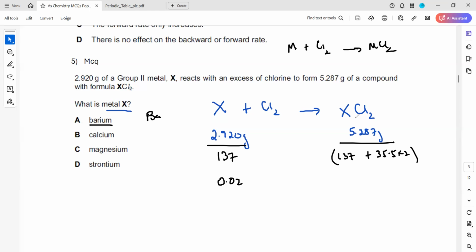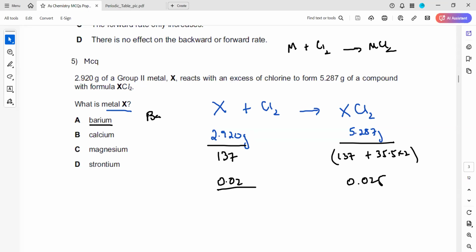So 137 plus 71, that is 208, is the total mass. So 0.025. So the ratio, because if barium was the answer, what should be the ratio? The ratio should be 1:1. Because if any group 2 metal is reacting with chlorine, the ratio of the compound to metal should be 1:1. So is it 1:1?